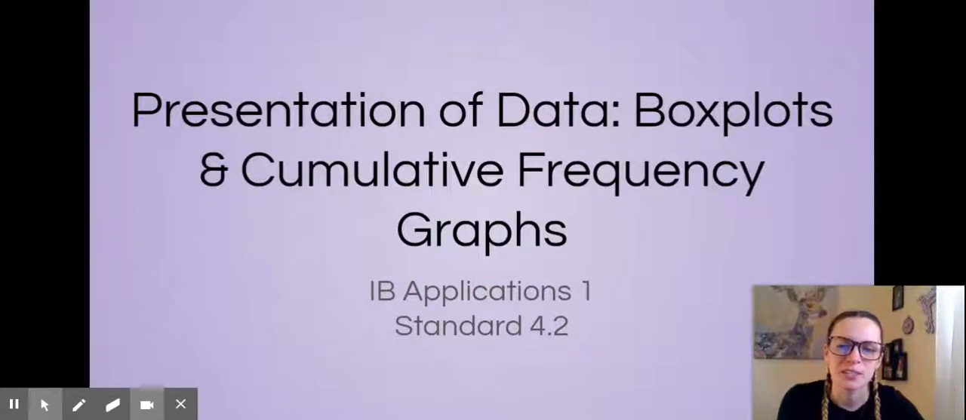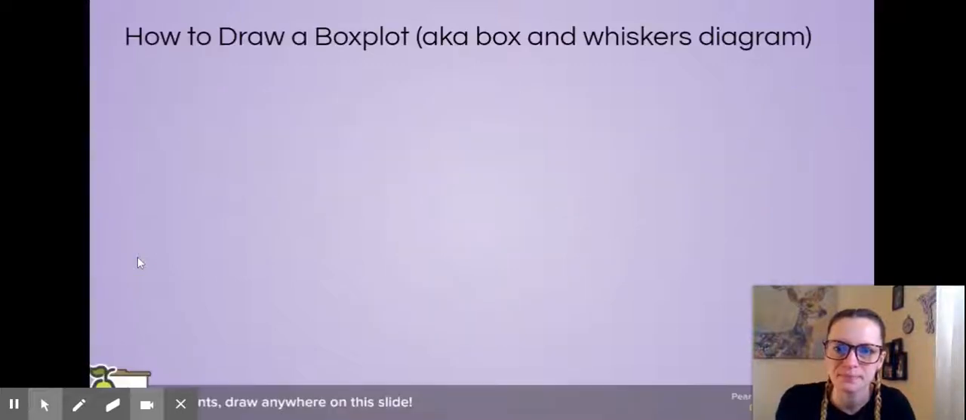So everyone, today we're going to continue our presentations of data with box plots and cumulative frequency graphs. So let's get into it.